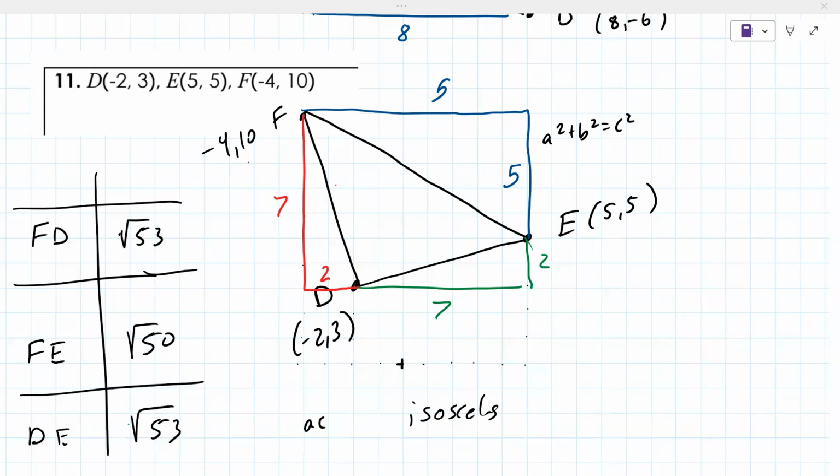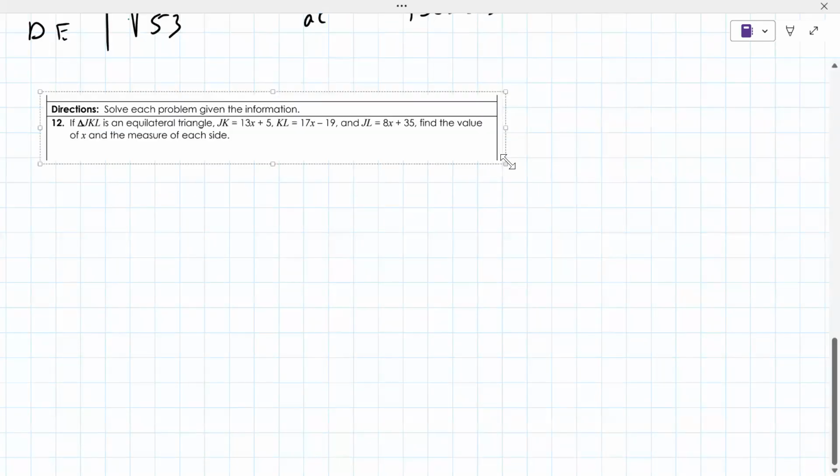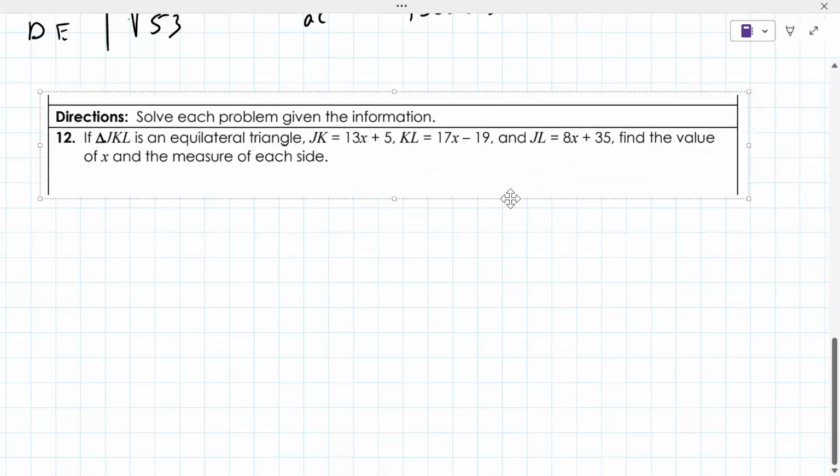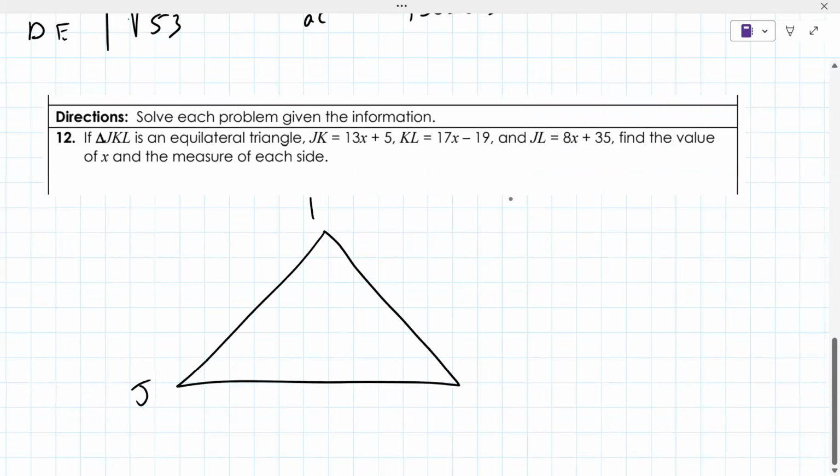All right, let's look at number 12 here. It says triangle JKL is an equilateral triangle. JK is 13x plus 5. KL is 17x minus 19. And that's 8x plus 35.